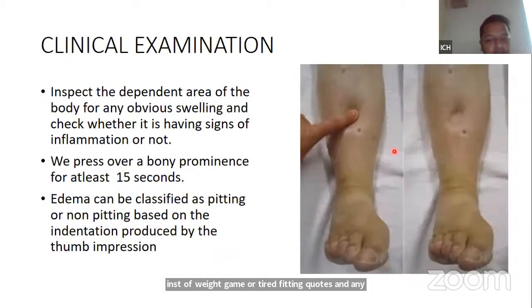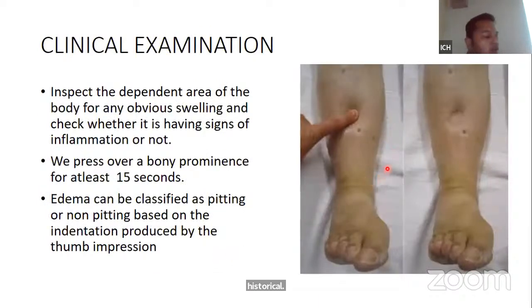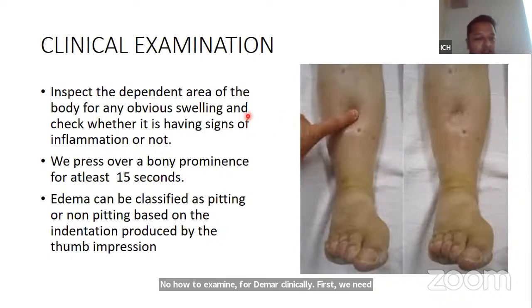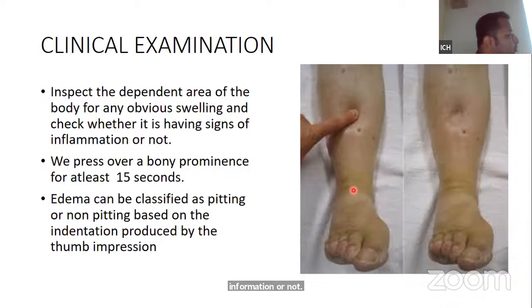Now, how to examine for edema clinically? First, we need to inspect the dependent area of the body for any obvious swelling and check whether it is having signs of inflammation or not. You see the edema there? No, actually, first we start from the medial, just above the medial malleolus. We press the area for over 15 seconds. Should be like that. Okay.